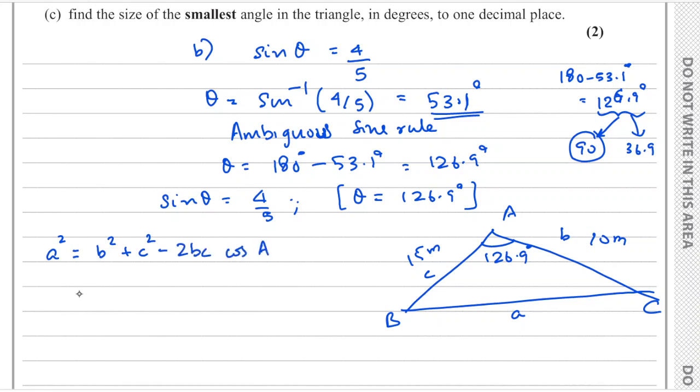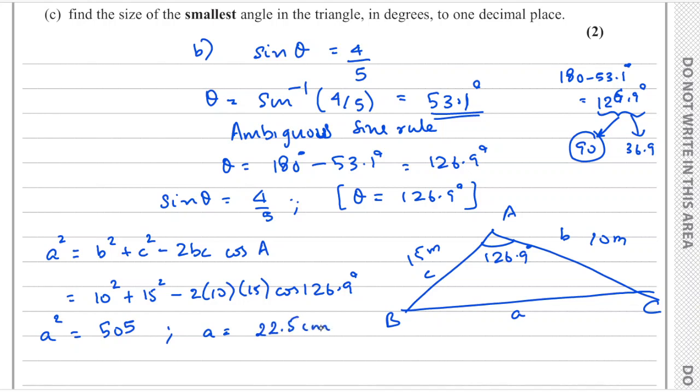cosine of A. So we know the value of B, which is 10, C, which is 15, and the angle is 126.9 degree. So you can solve it on your calculator and find the value for A. So you will be getting A square as 505, and the value of A is equal to 22.5 centimeter. So this is nothing but BC. So BC is equal to 22.5 centimeter.